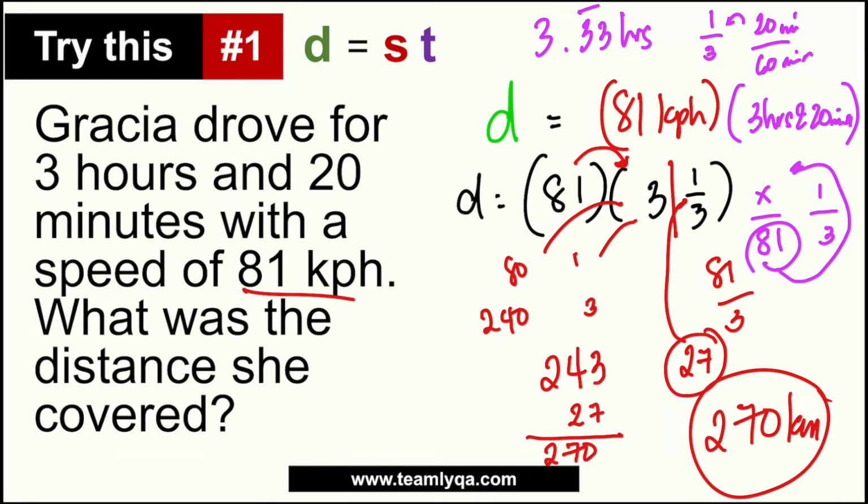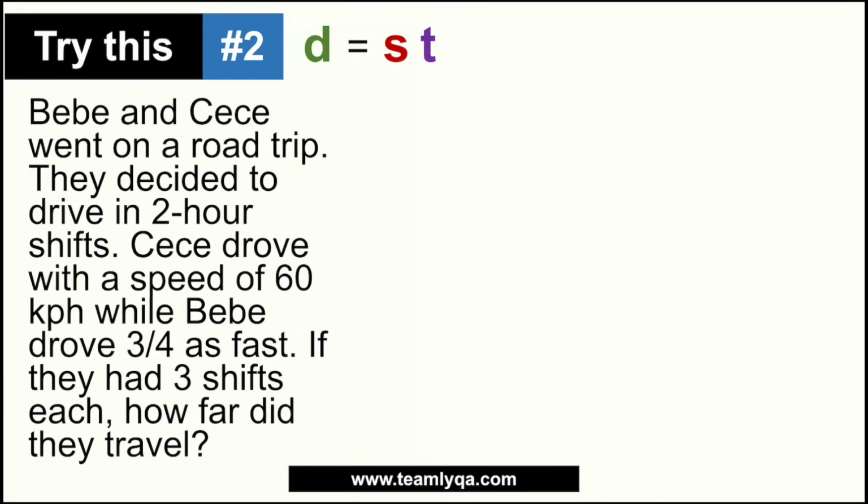Again, all of these things, you can play with. Whatever method works best for you, you can do that. But again, kung gusto niyo na i-manual, pwede rin 81 na lang times 3.33 bar. Pwede mong gawing ganyan. Okay lang din yun. Okay? Ang importante, the answer would be 270 kilometers. Doon tayo sa second question. Sabi dito, BB and CC went on a road trip.